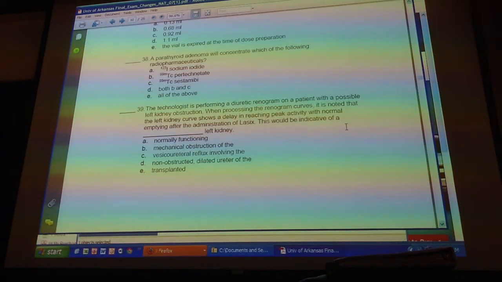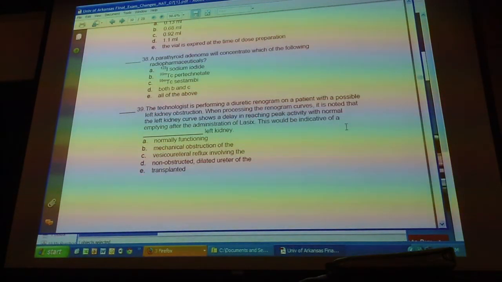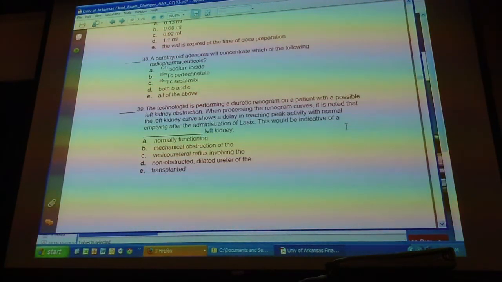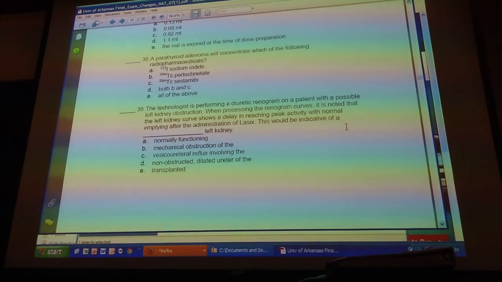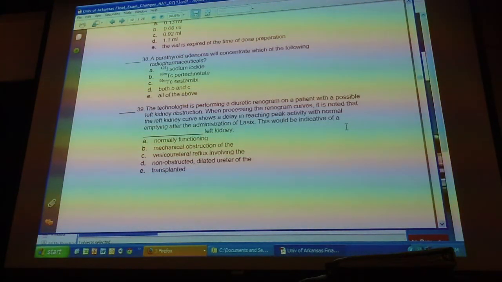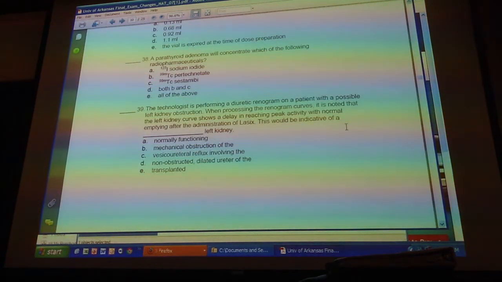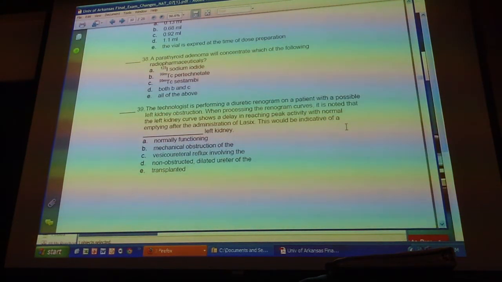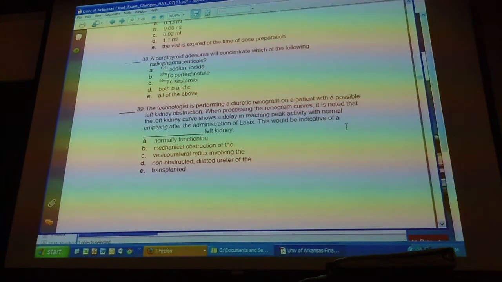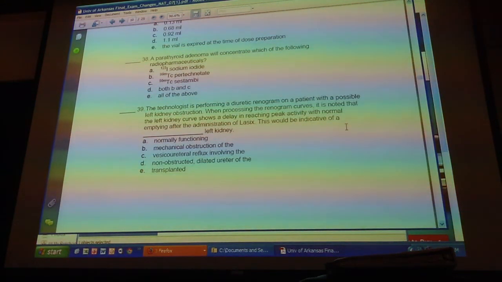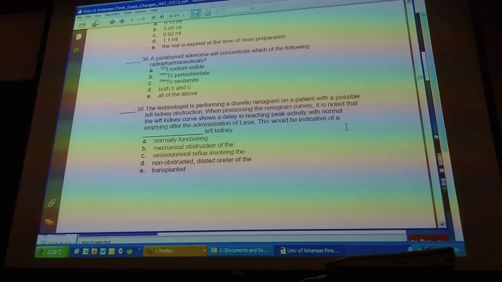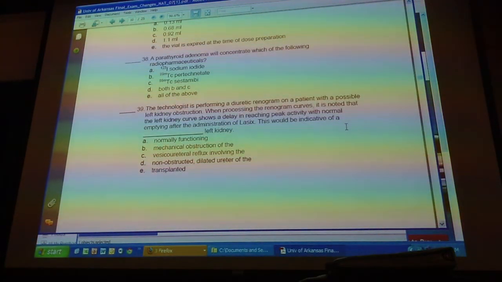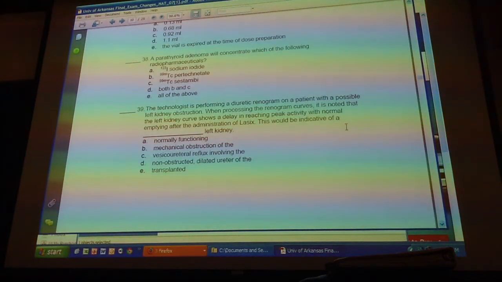So it's abnormal, building up, you give Lasix and it becomes normal. So what are you dealing with? Is it obstructed? No. Okay, so it's normal function. Is it normally functioning if it keeps building up without excreting? No. Okay. It's not a mechanical obstruction. Is it reflux? Yeah. Cynthia says it's reflux, so she's out at letter C. Well, just keep that. Andy, what do you think it is?